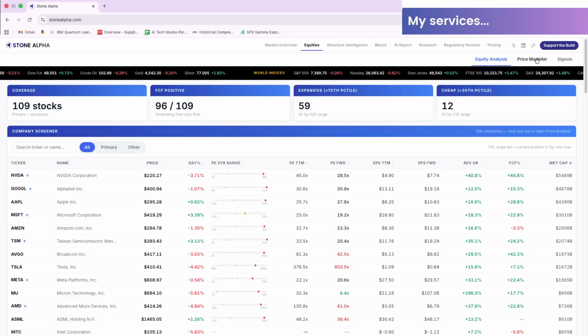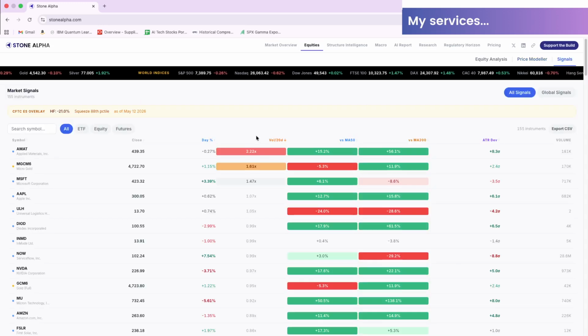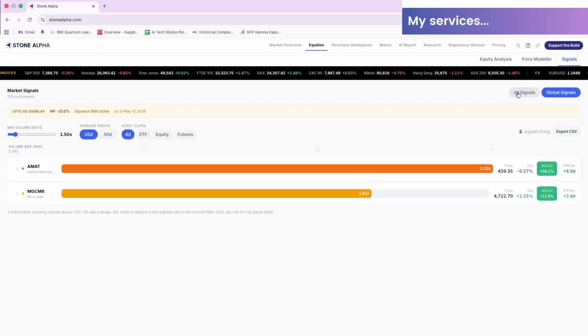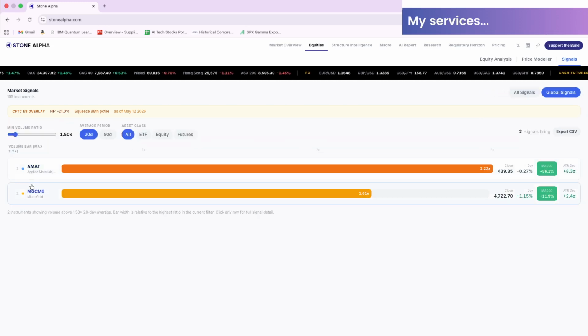Now, on the equity side, as I've mentioned, you have the price modeler, something we're going to be working on, and then we also have signals. Signals is for if you're a bit of a trader, if you like to work on short-termism more than long-term investment horizons. I really like this because trading is based on volume. You have to understand the volume profiles and the deviation from averages, and this gives you that.